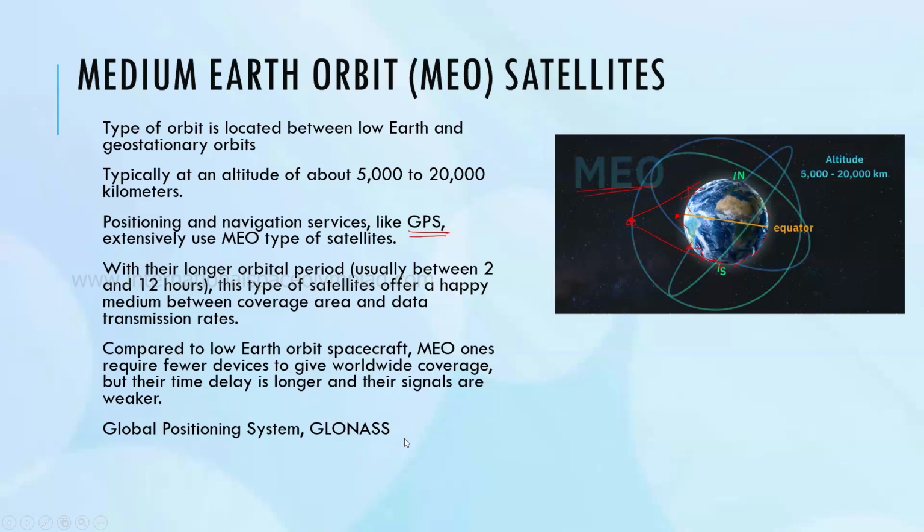Another one is GLONASS. This is also a navigation satellite system. It is also orbiting at that height, and it takes some 2 to 12 hours for one complete orbit. We can say that every day it will complete some 2 to 10 orbits. So it is not as fast as the low Earth orbit.